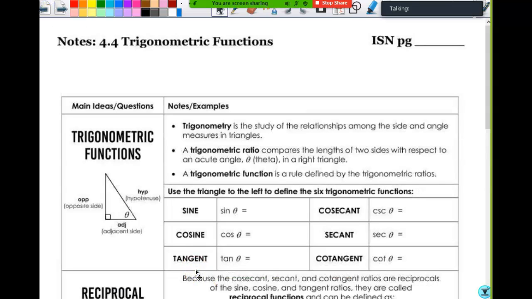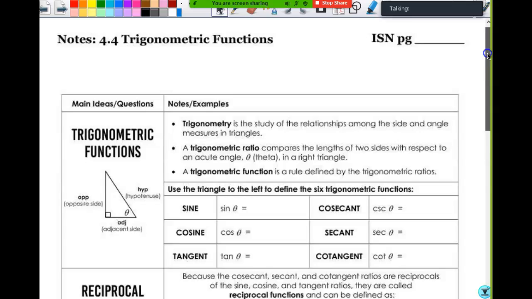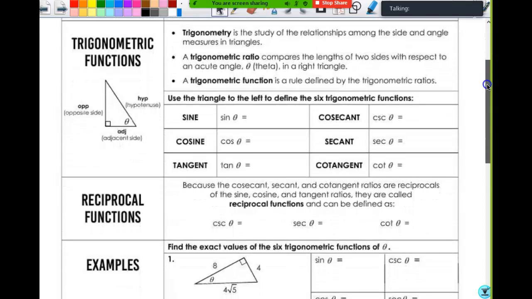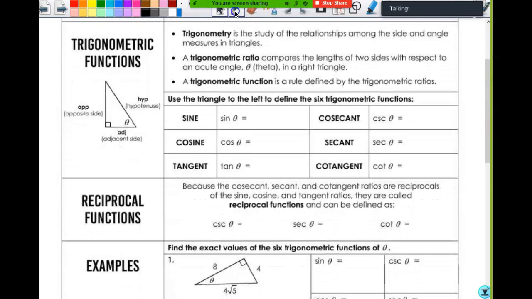Let me put that back in there. All right, so the majority of this is going to be a review from geometry. In geometry, you get your basic right triangle trig, which is super duper important. So this says trigonometry is the study of the relationship among the side and angle measures in triangles. And so trigonometry literally means triangle measure. Okay. A trigonometric ratio, so a ratio, usually we're making a fraction out of it, right? It compares the lengths of two sides with respect to an acute angle, which is theta in a right triangle.